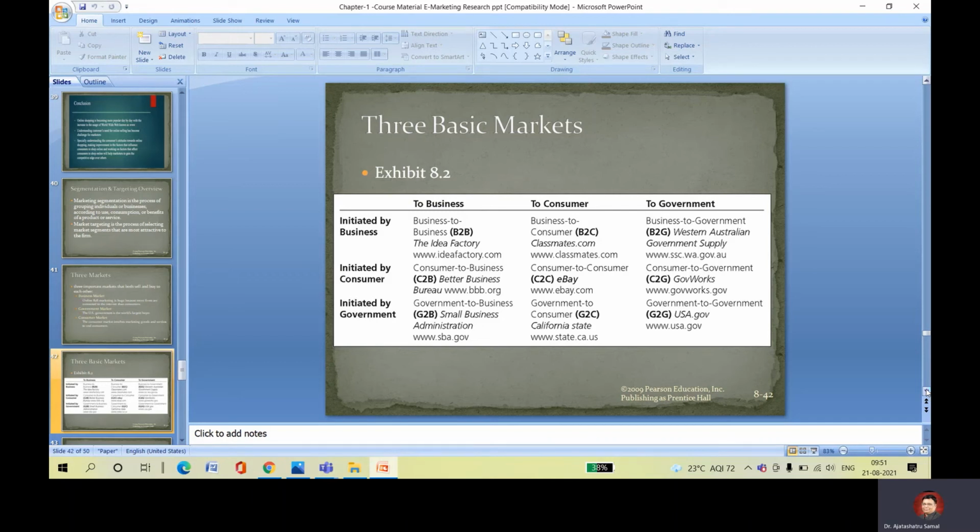Initiated by consumer: consumer to business, for example Better Business Bureau. Consumer to consumer, eBay is the best example of consumer transactions. Consumer to government, governmentwork.gov. Initiated by government: government to business, Small Business Administration, sba.gov. Government to consumers, for example California State, ca.gov. Government to government, one government to another government, we need to analyze.